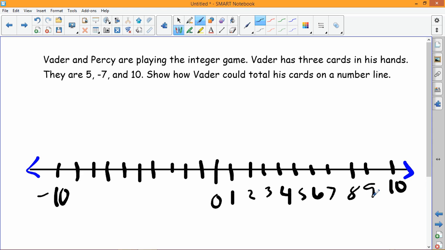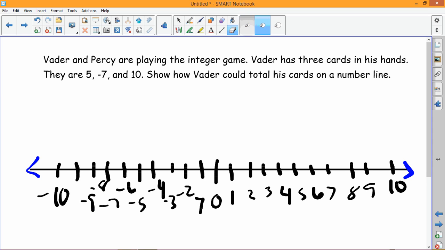And then going left, we get negative 1, negative 2, negative 3, negative 4, negative 5, negative 6, negative 7, negative 8, negative 9, and negative 10. And negatives are a little bit harder to fit in on the number line if you go left here.